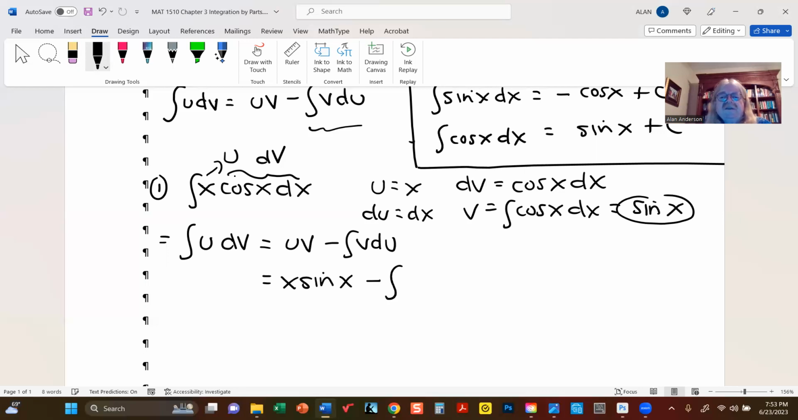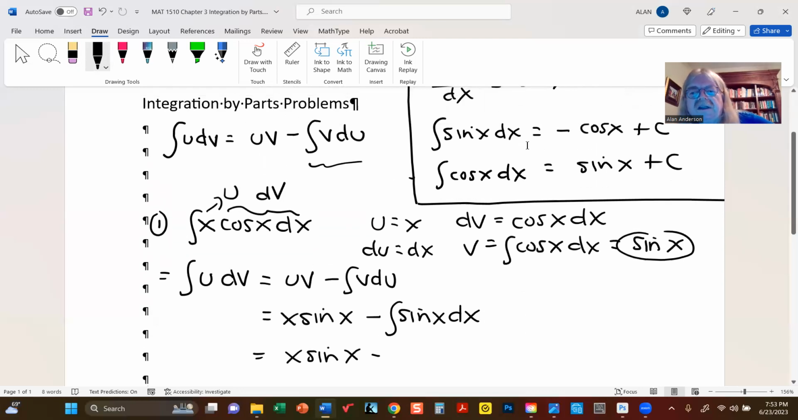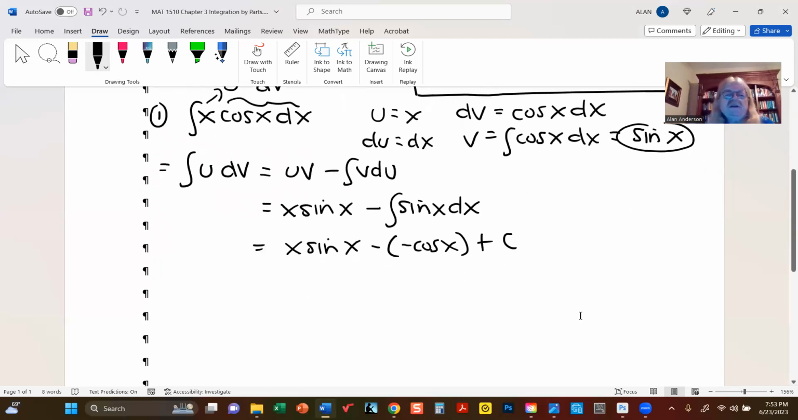Now, in this integral, we have v, which is sine x, du, which is simply dx. Okay. And luckily for us, this is a very simple result. And you can see from up here that it is negative the cosine of x. Now we can put the C in. We just have to watch out because remember, we're subtracting this, and the integral of sine x is negative cosine x. So the final answer here is actually x sine x plus cosine x plus C.